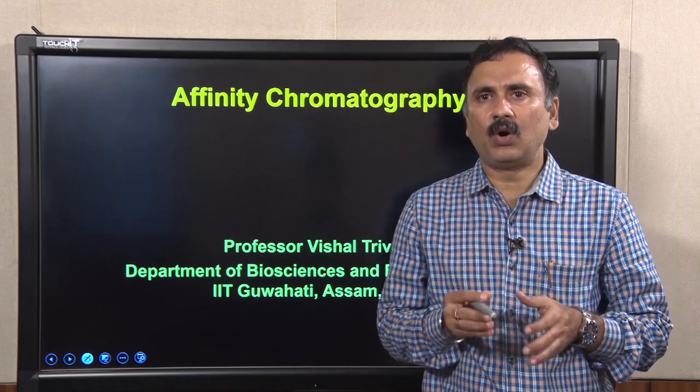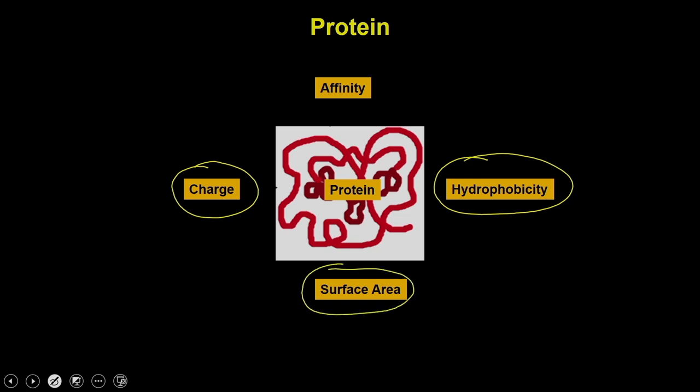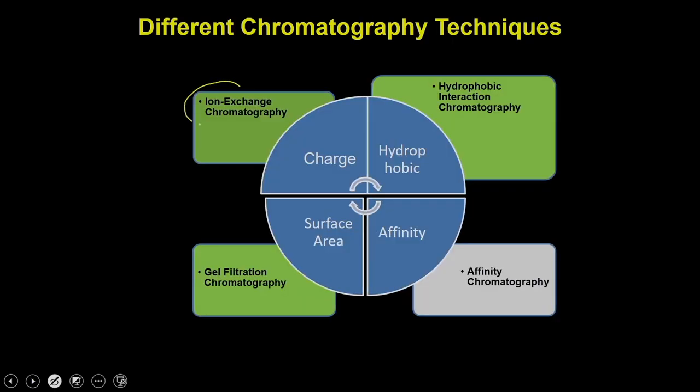As you can recall, the protein provides different types of properties. So far we have discussed how to exploit the charge, the hydrophobicity, and the surface area of a protein through different chromatography techniques. In the case of charge, we discussed ion exchange chromatography. In the case of hydrophobic patches, we discussed hydrophobic interaction chromatography, and in the previous lecture we discussed how you can exploit the surface area of a protein using gel filtration chromatography.